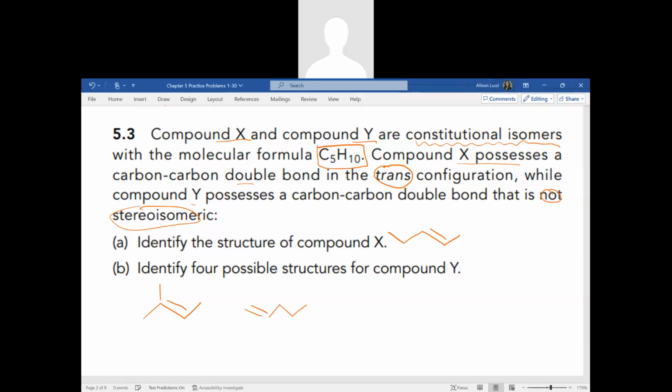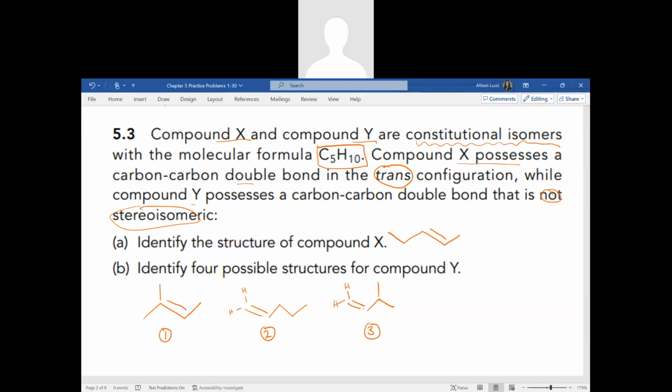So let's see, we have 1, 2, 3, 4, 5 carbons. Here we would have a non-stereoisomeric structure. So there's 1 non-stereoisomeric double bond. Here's 2. Let's see, what else could we do? In structure 3 here, we would have, again, the double bond on the end, and then we could have our carbons arranged like this. So this would be 1, 2, 3, 4, 5. And again, we have that same result here.